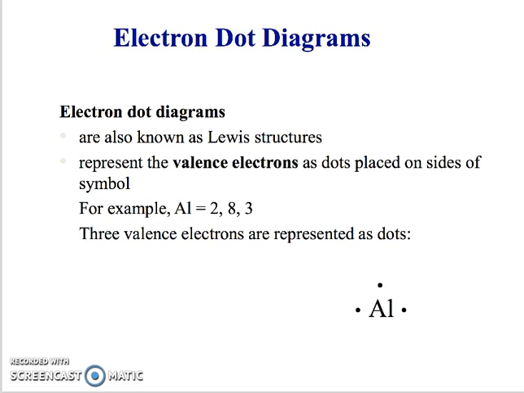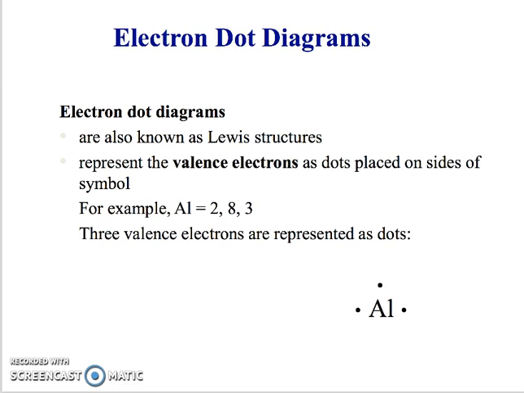A way that we can draw electrons, because what is most important about an element and what gives it its chemical properties is actually the number of valence electrons. So the way that we can draw them is using something called a dot diagram. It's also called a Lewis structure. It is the symbol for that element, and the valence electrons are placed around it.